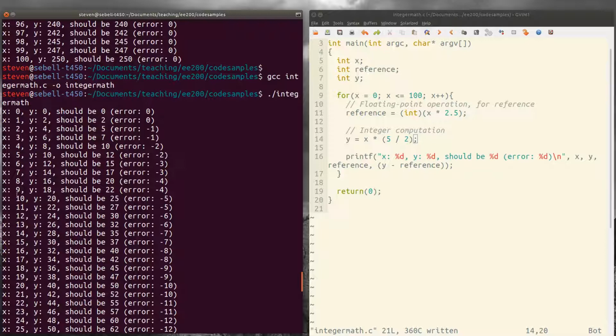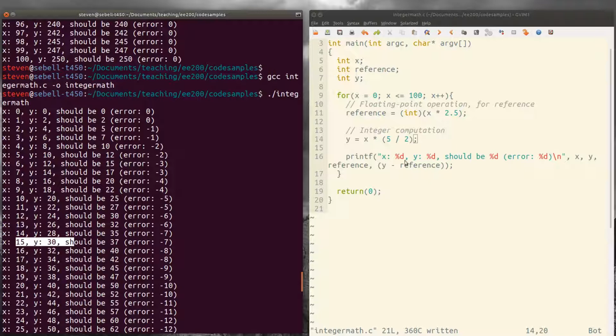But if x is 10, for example, 10 times 2.5 should give us 25. But instead we get 20. And if you look at every value of y, we're just multiplying by 2. So if x is 15, y gets 30 instead of 37.